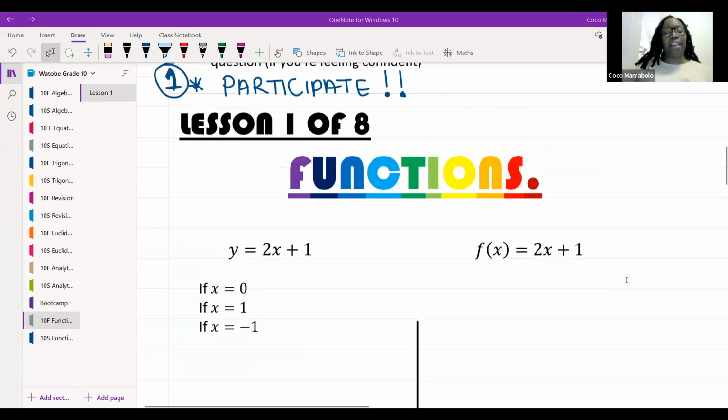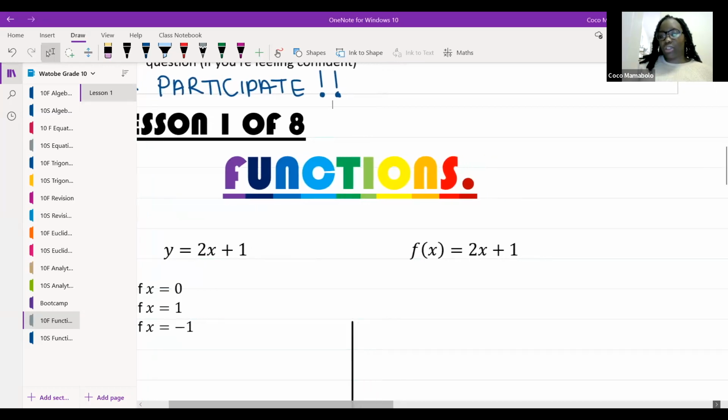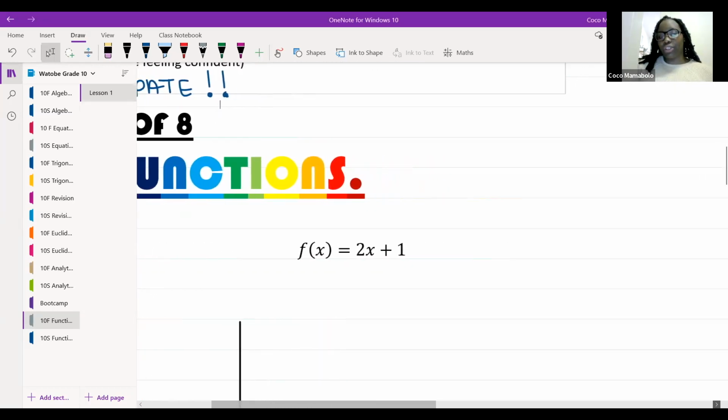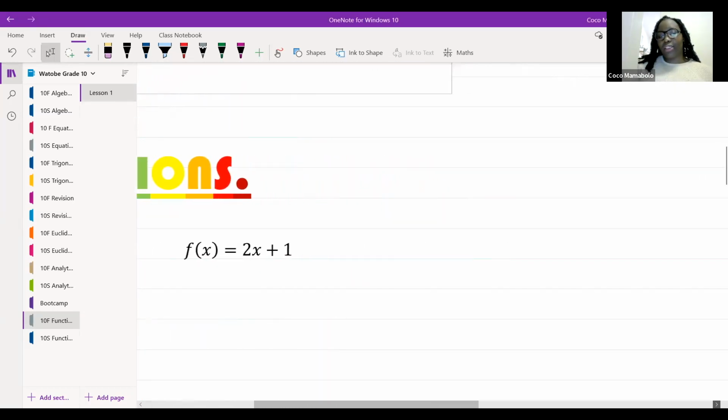Let's look at linear functions to begin with. But first we need to think about what a function is. I'm going to draw something very quickly just on the side.